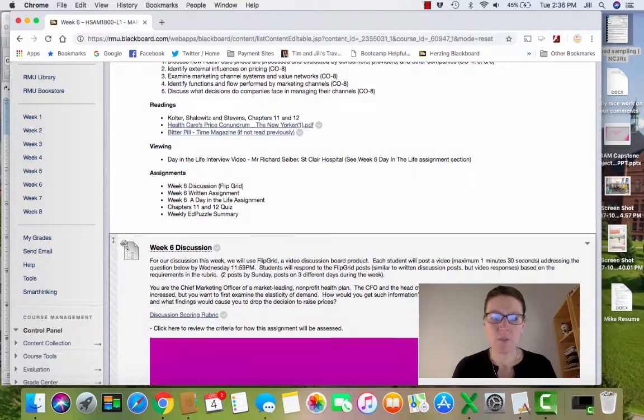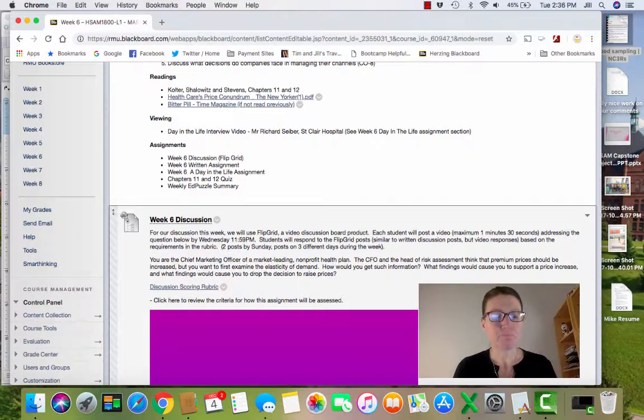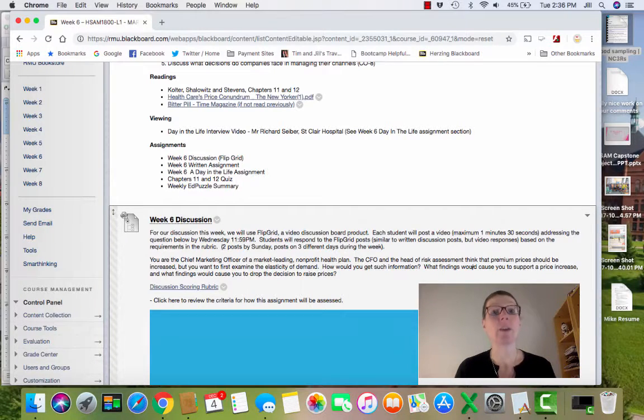So in our discussion, we had a discussion of being a chief marketing officer at a health plan, and the CFO, head of risk assessment, think that prices should be increased, but you want to take a look at elasticity of demand and how that would impact your interest in raising the premiums or not.